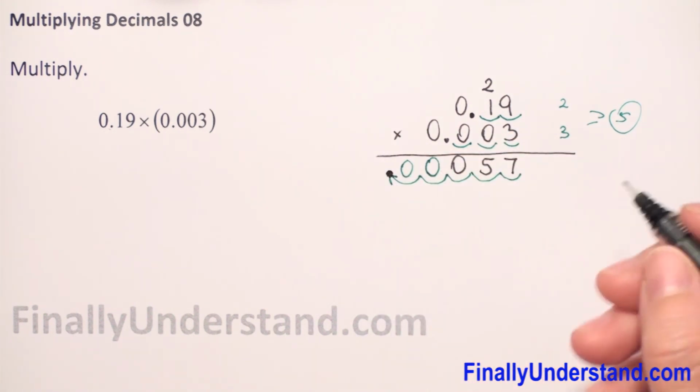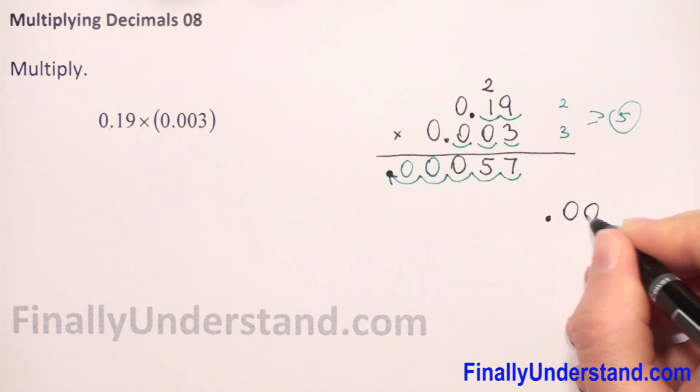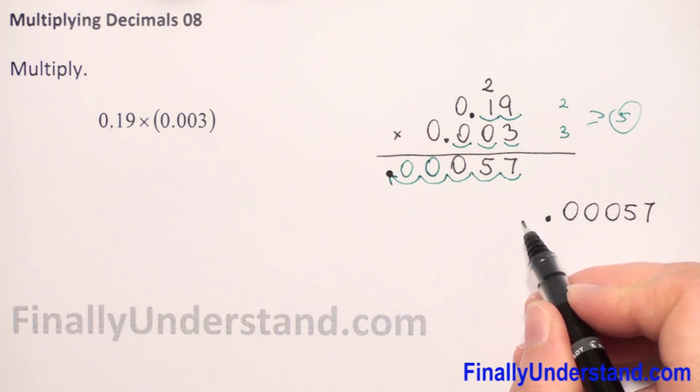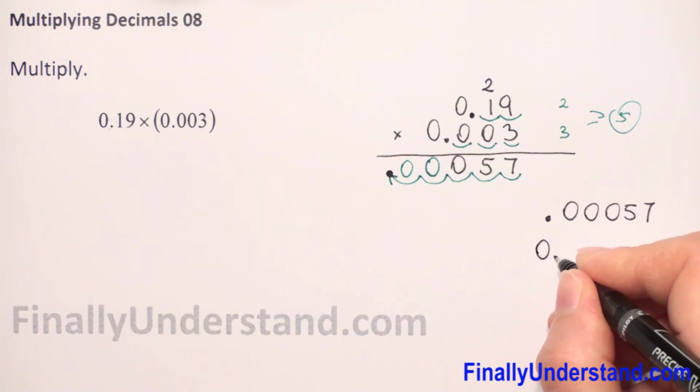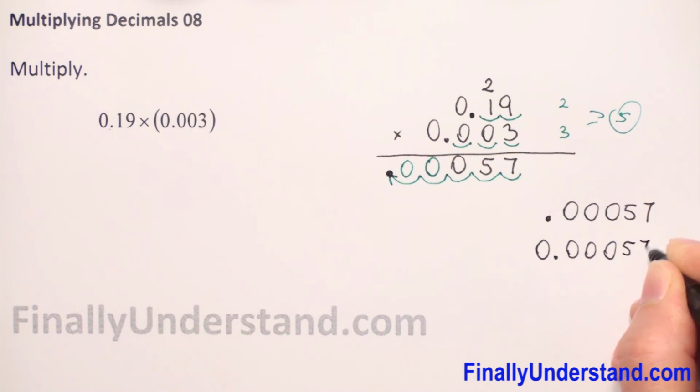And now, what will be the solution? We can write the decimal point 0.0057, or you can add 0 before the decimal point, so it will be 0 decimal point, and the rest we have to copy: 0.0057. Both solutions are correct.